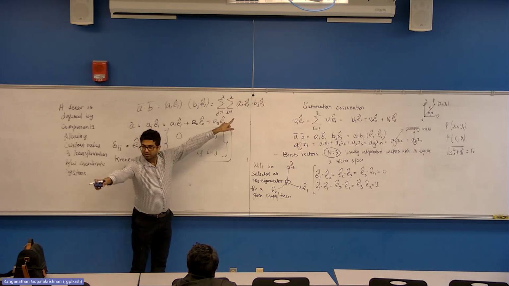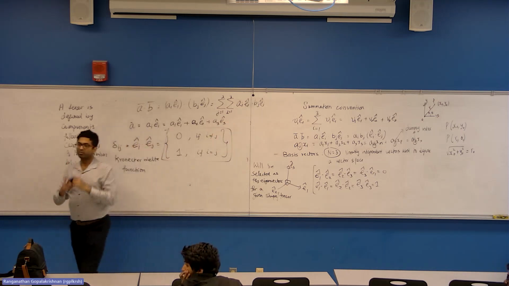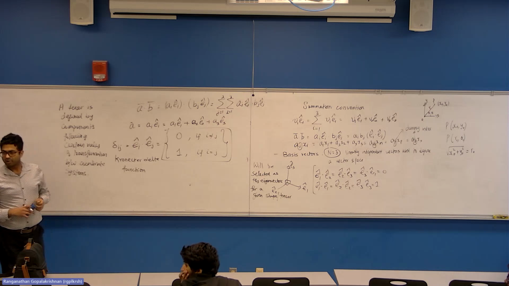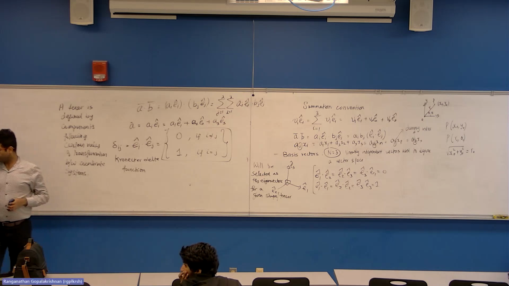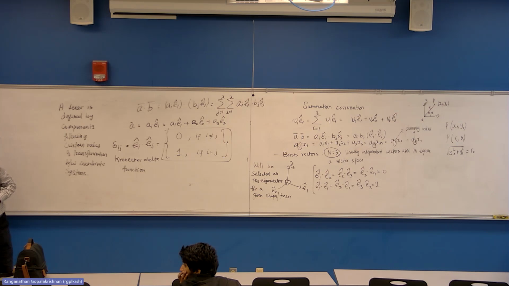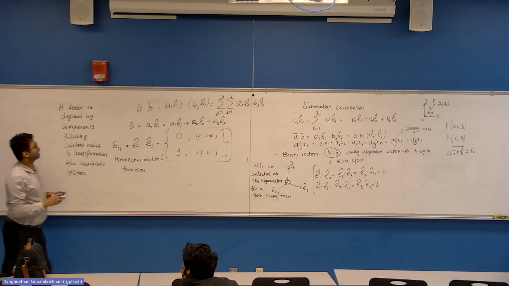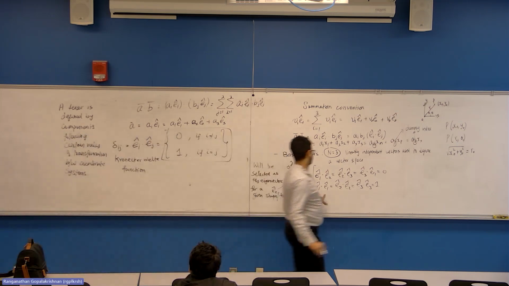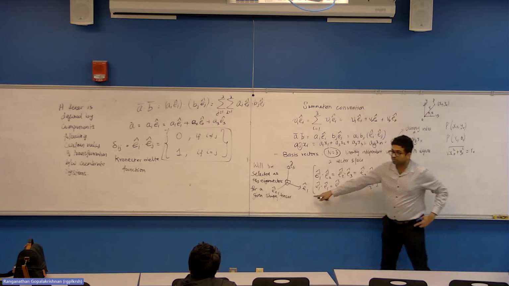Is there something unclear? What happened? Tell me what's not clear. What does the hat mean again? Oh, the hat is essentially the unit vectors.